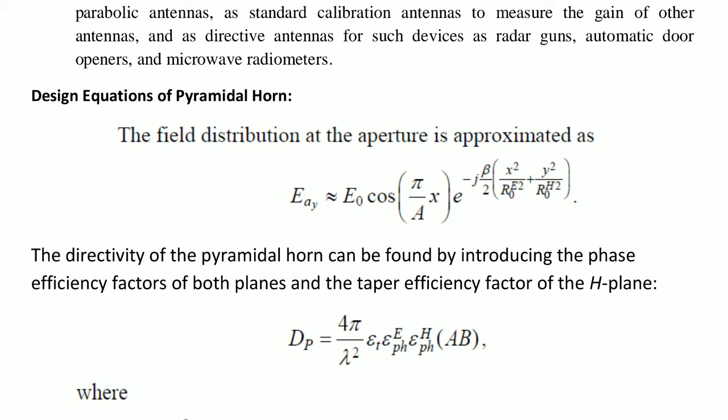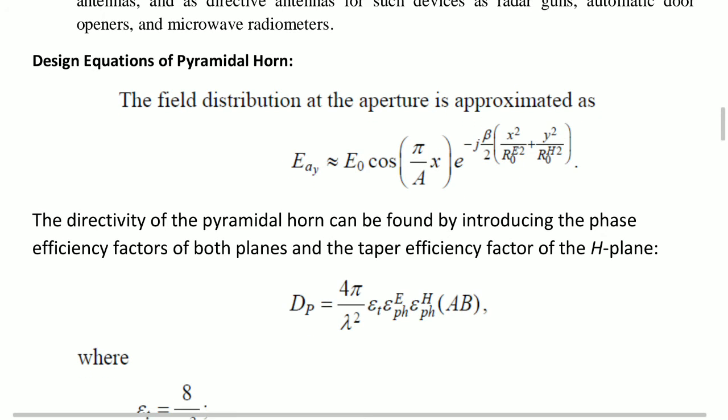So the first formula is the field distribution at the aperture, which is approximated with this equation. There are various parameters. The directivity of the pyramidal horn can be found by introducing the phase efficiency factors of both planes and the taper efficiency factor of the H plane. We can see from the epsilon equations that D_p is equal to 4 pi upon lambda square, multiplied by the phase efficiency factors of both planes and the taper efficiency factor of the H plane.